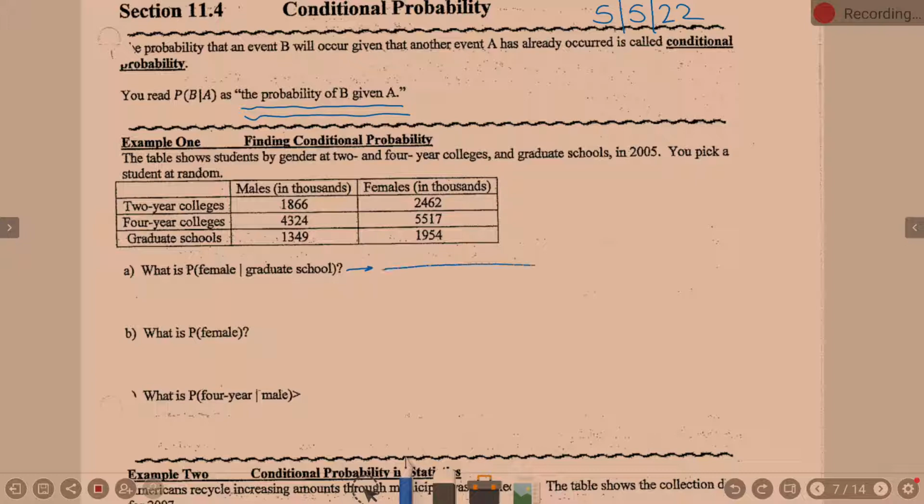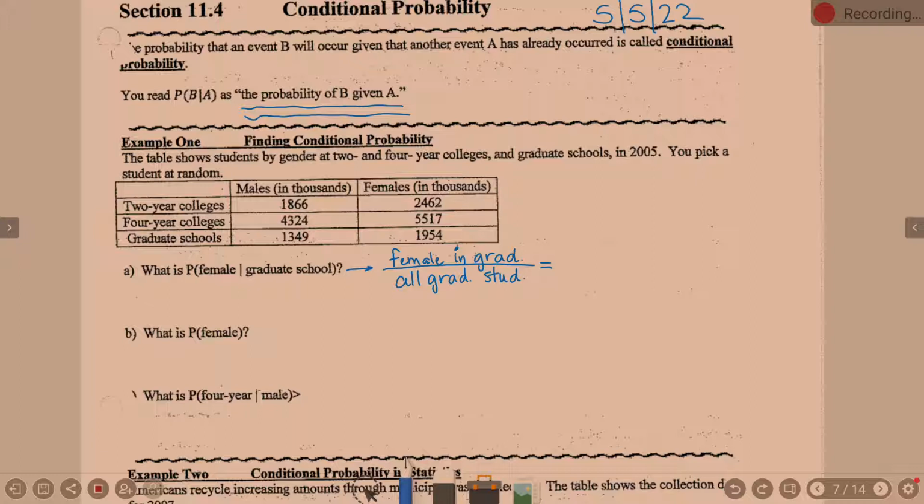When we set this up, on top we're going to be looking at specifically which students? Females. Females that are in graduate school. Out of, what are we going to be looking at on bottom? All the graduate students. This problem has nothing to do with the 2- and 4-year colleges. We are just looking at all graduate students. So that second part is specific to what our denominator is going to be.